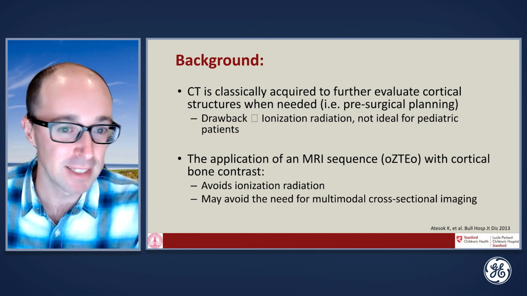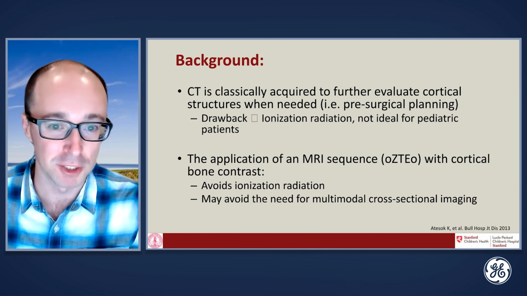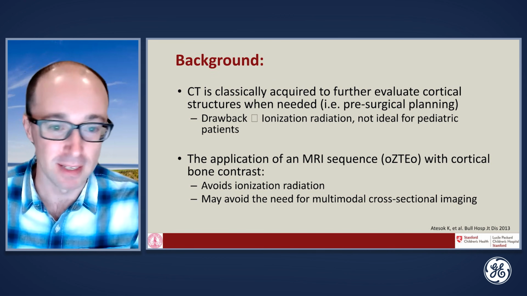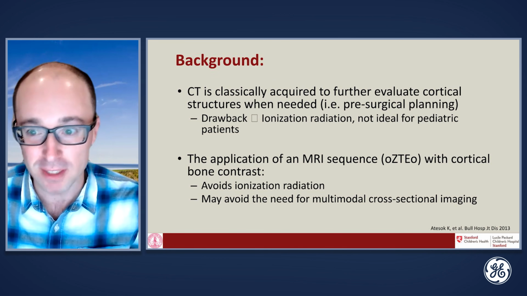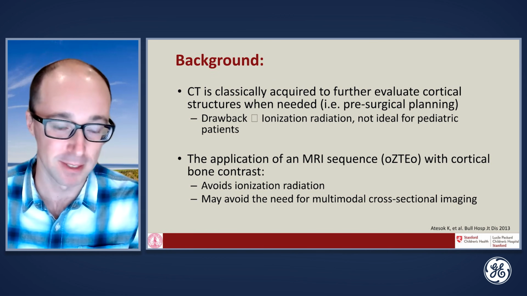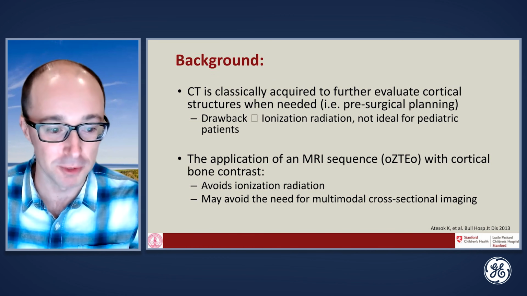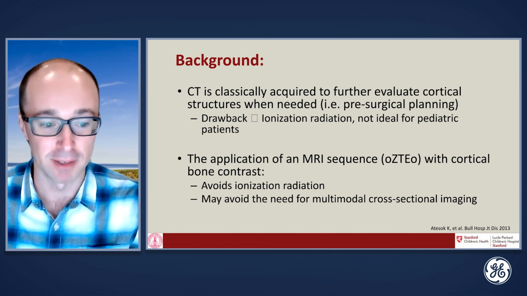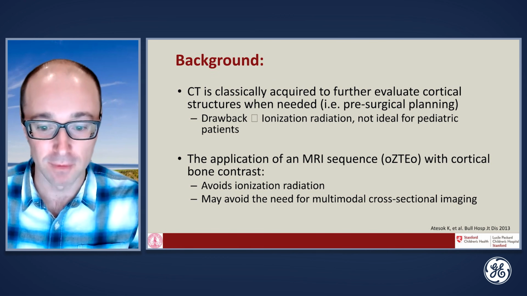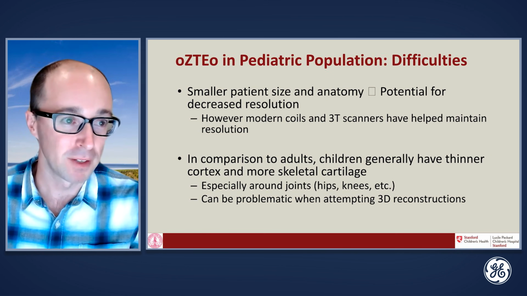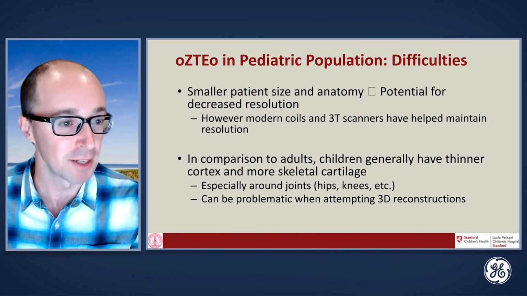Thus, CT is classically acquired to further evaluate cortical structures when needed, such as in pre-surgical planning. The drawback is ionizing radiation, which is obviously not ideal for pediatric patients. The application of an MRI sequence with cortical bone contrast would avoid ionizing radiation and may avoid the need for multimodal cross-sectional imaging. What are some difficulties with osteoZTE in the pediatric population?